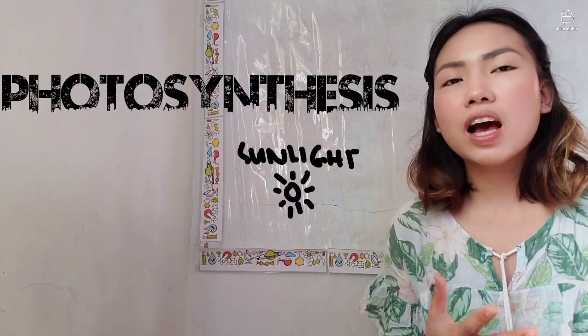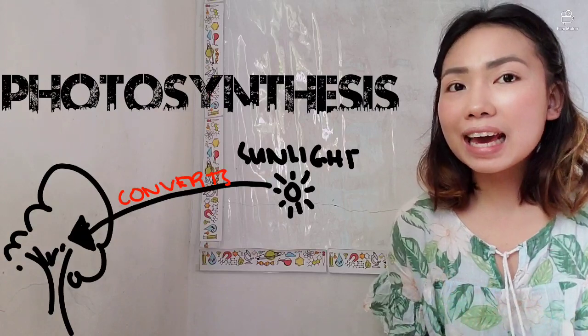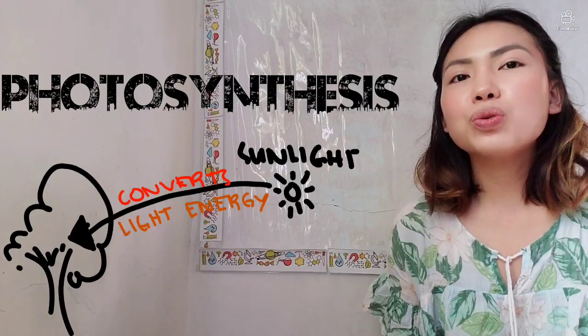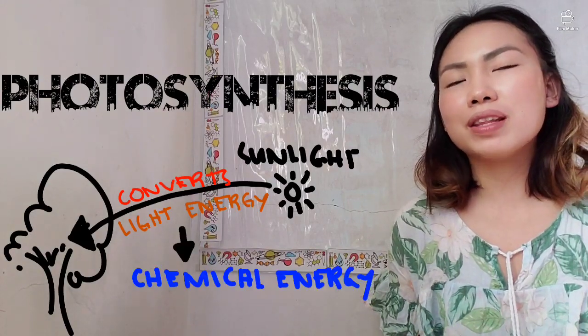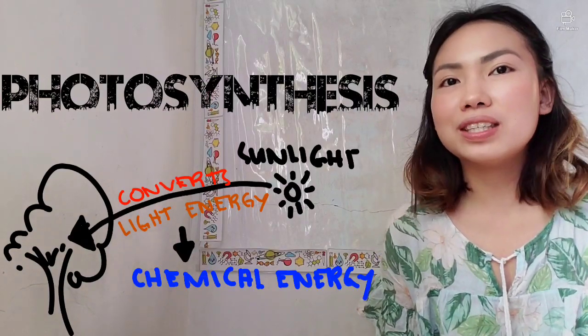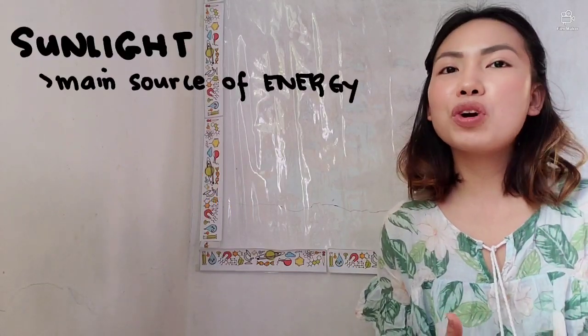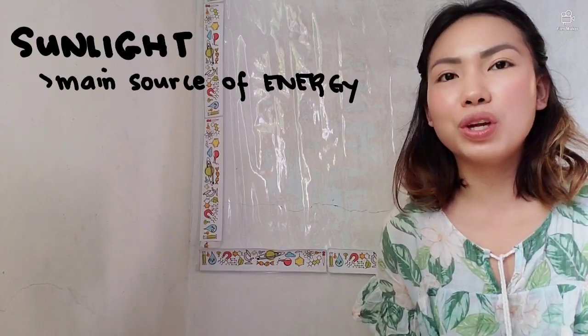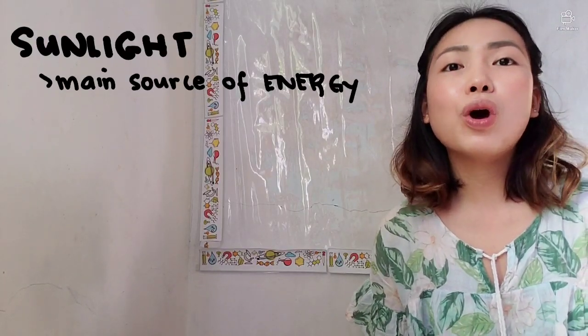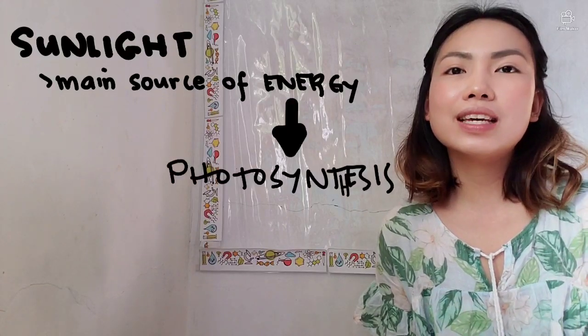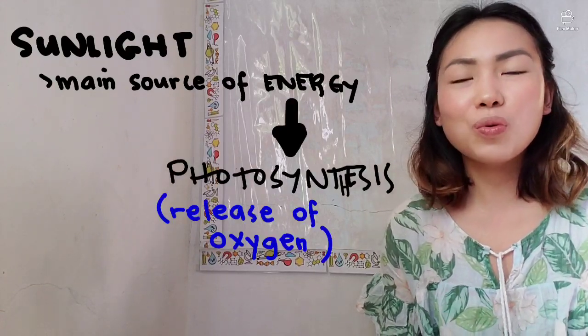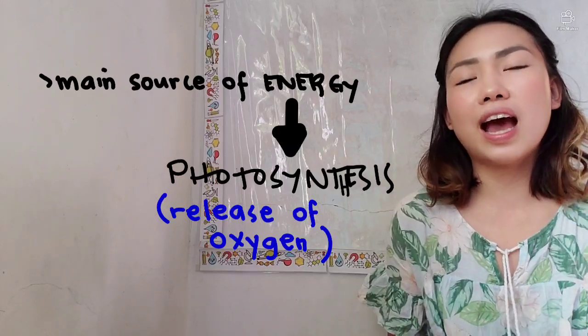In photosynthesis, the sunlight coming from the sun, our plants convert this light energy from the sun into chemical energy para magamit nila in the process called photosynthesis. Kaya meron tayong sunlight in the figure, it is because the sunlight is the main source of energy for the plants as they manufacture their own food. And the result of this photosynthesis is the release of oxygen. Kung kaya nakakapagbigay ng oxygen ang ating plants.